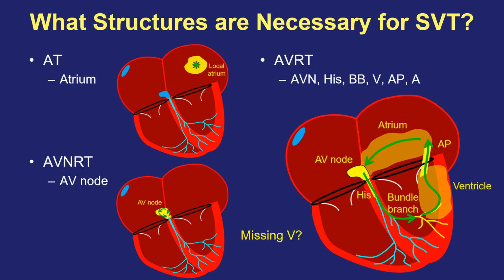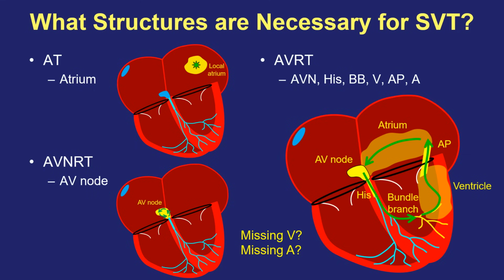What about AVNRT? If you're missing ventricular beats, could it be AVNRT? It still could, absolutely. What about AVRT? And we've reviewed this already. No, it could not. So if you're missing a ventricular beat, AVRT is absolutely ruled out because ventricular tissue is part of the circuit and necessary.